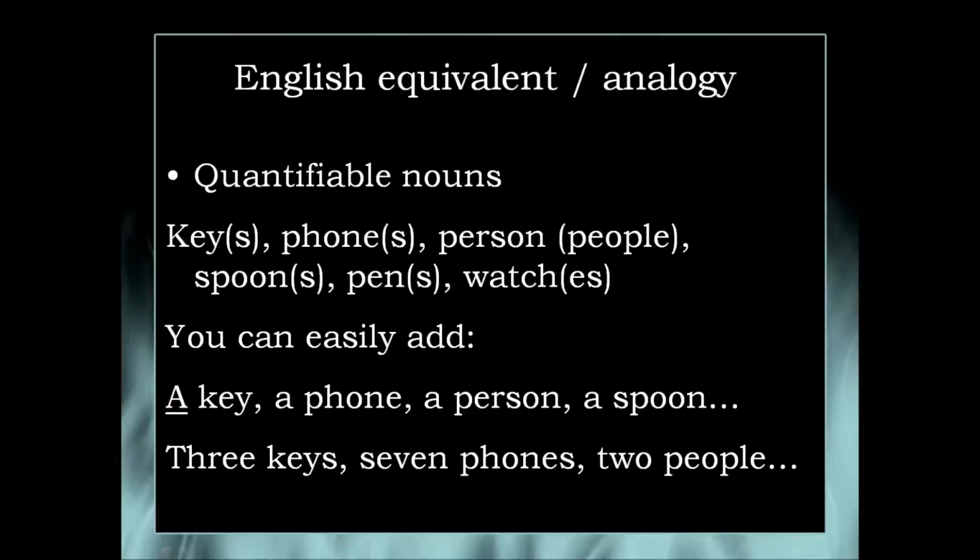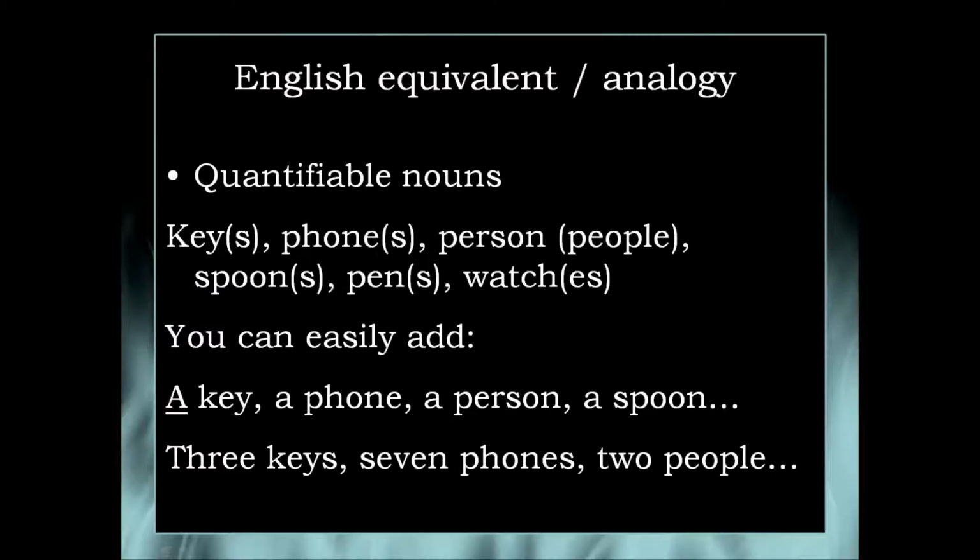Okay, so let's start out by talking about nouns in English. In English, there are 2 types of nouns. There are quantifiable nouns and non-quantifiable nouns. Now, for context, we'll briefly mention quantifiable nouns. Key, phone, person, spoon, pen, watch. For each of these nouns, we could easily add another character, or in the case of person, switch to people, and that turns it into a plural form. So, similar to that, we could easily add a number before it. A key, a phone, a person. 3 keys, 7 phones, 2 people.